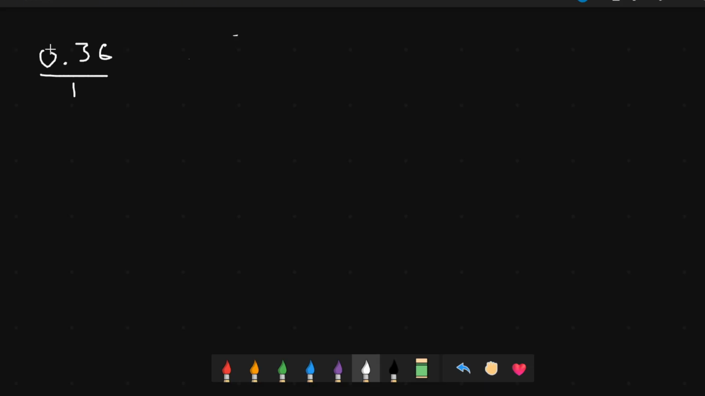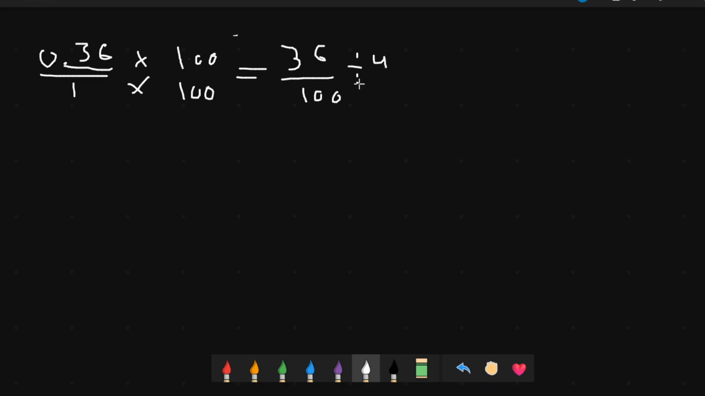Okay, for this next example, it's 0.36 over 1, because we already put the 1 right there, since originally it's 0.36. And now we're going to times this by 100, because it's in the hundredths place, as you can see. So 0.36 times 100 is 36, and 1 times 100 is 100. And then we could still reduce this to make it smaller. We could do that by dividing this by 4, and also dividing this side by 4, which then becomes 9 over 25.